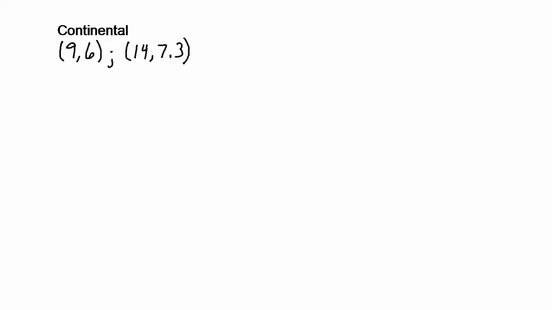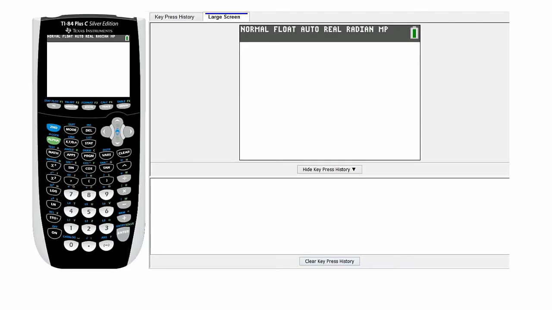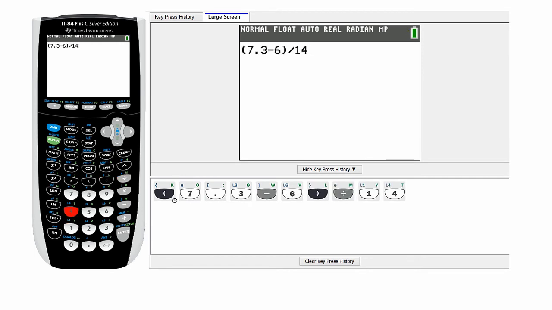We are ready to find the line for Continental Airlines, C of t. Step 1 is to find the slope. M equals the change in y, 7.3 minus 6, divided by the change in x, 14 minus 9. Going back to our calculator, open parenthesis, 7.3 minus 6, close parenthesis, divided by 14 minus 9, close parenthesis.